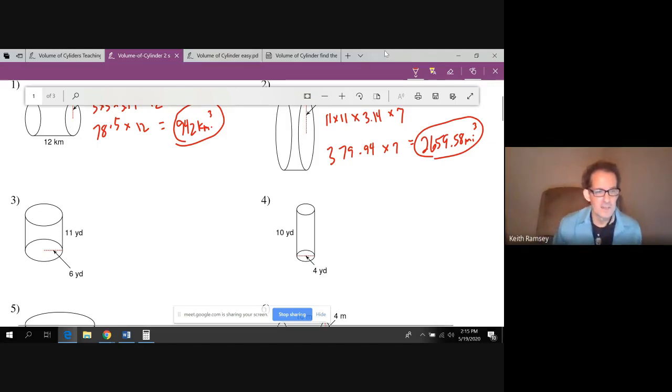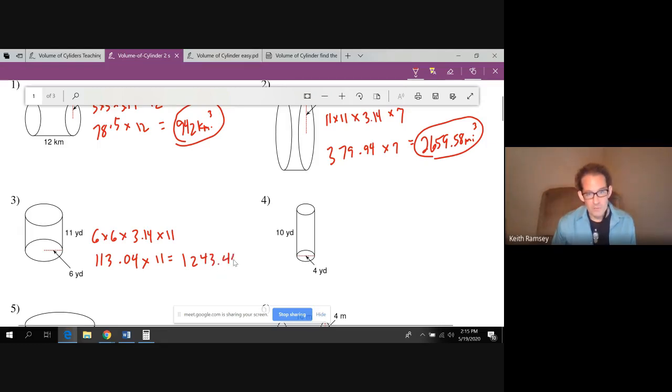Okay, hopefully that was enough time for number 3. I know my radius is 6, so 6 times 6 is 36 times pi times the height. So 36 times pi, I got 113.04 times 11. I got 1,243.44. Make sure you label this yards cubed for number 3.